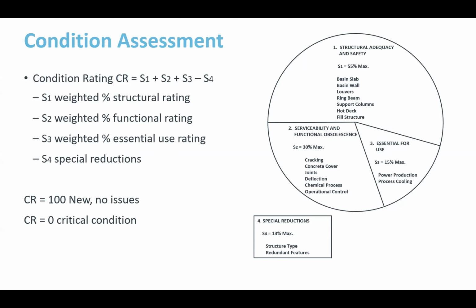And lastly, special reductions, just 13% for argument. Structure type or redundant features that the cooling tower might have, like being able to close certain cells while other ones are operational. So again, add it all up, S1 plus S2 plus S3 minus S4, come up with a condition rating, establish a threshold for what is acceptable, and you can also rank everything as what's most important to maintain.